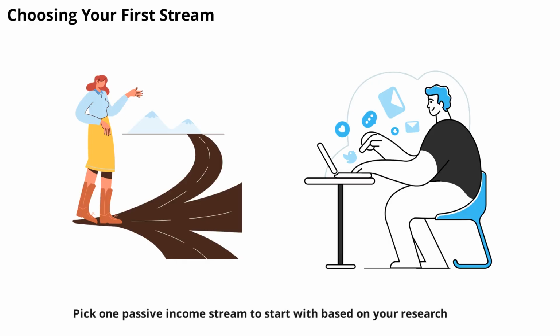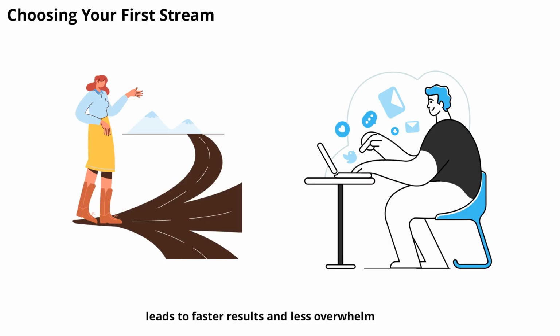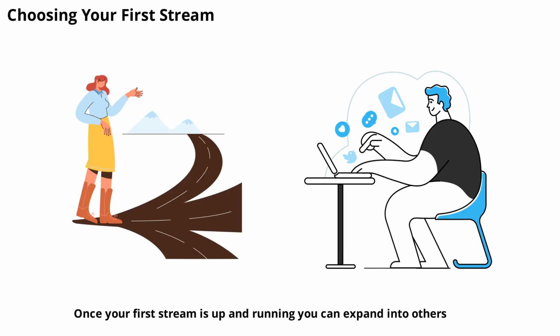Pick one passive income stream to start with, based on your research, skills, and resources. Don't try to do everything at once. Focus leads to faster results and less overwhelm. Once your first stream is up and running, you can expand into others. Remember, every big journey begins with a single step.